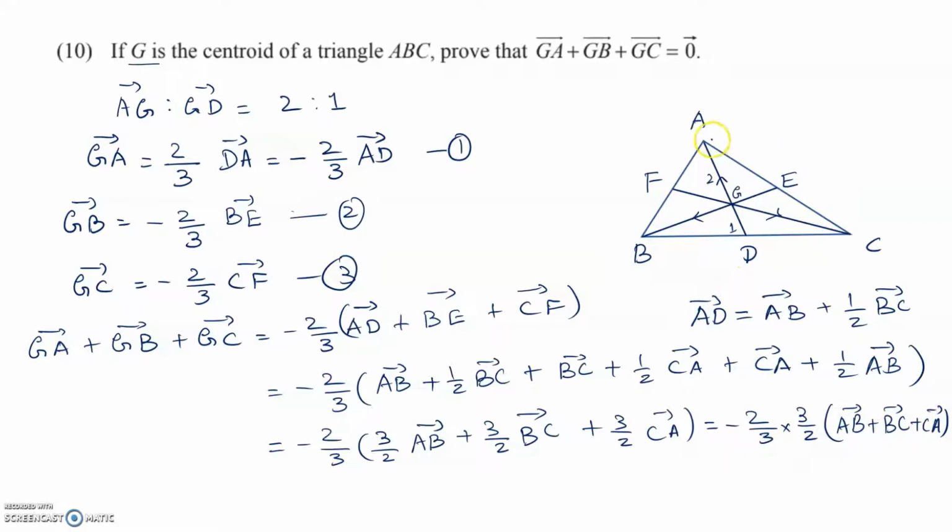Now, AB vector plus BC vector plus CA vector by the triangle law will be 0. So your answer will be, and you can even simplify this if you want, but however, this is going to be minus 1 into 0. So your answer is 0 vector. So hence the proof, LHS is equal to RHS.